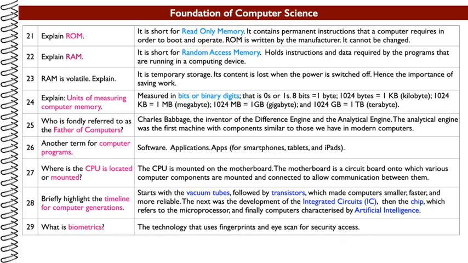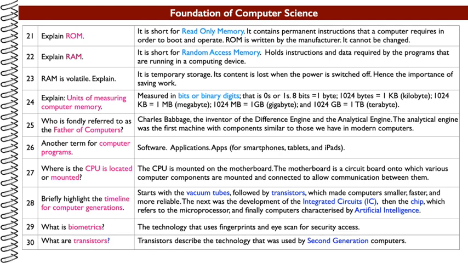What is biometrics? The technology that uses fingerprints and eye scan for security access. What are transistors? Transistors describe the technology that was used by second-generation computers.